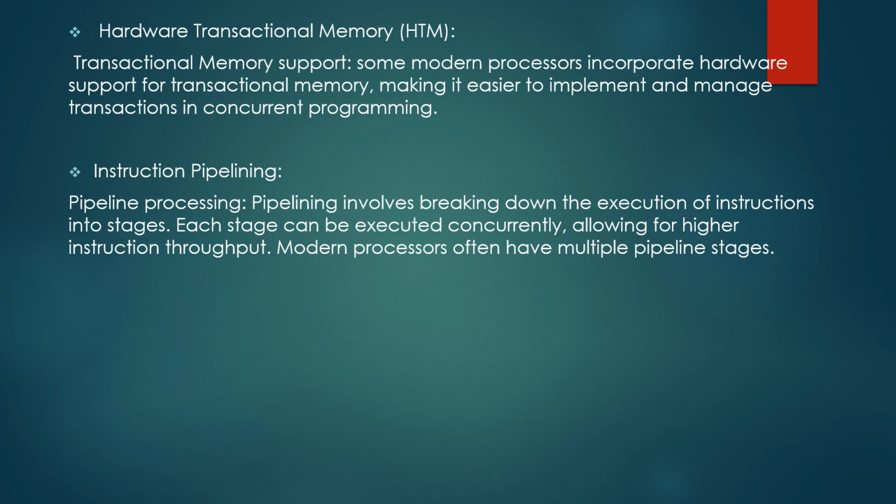And then we have instruction pipelining. Under pipeline processing, pipelining involves breaking down the execution of instructions into stages. Each stage can be executed concurrently, allowing for higher transaction throughput, but some can also be executed in parallel. Modern processors have multiple pipeline stages, whereby they put a lot of processors into use to make sure that all these transactions happen in a pipeline system.